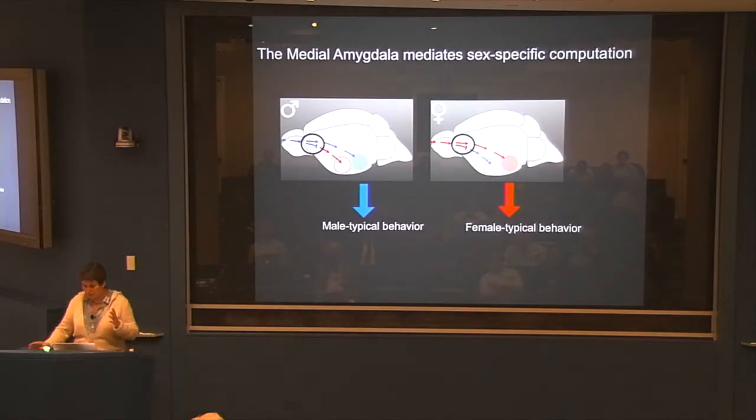So to conclude this part, I think that we really showed that the medial amygdala has a really important part in enabling this sex-specific computation, which is an essential part of the control of social behavior in the mouse.